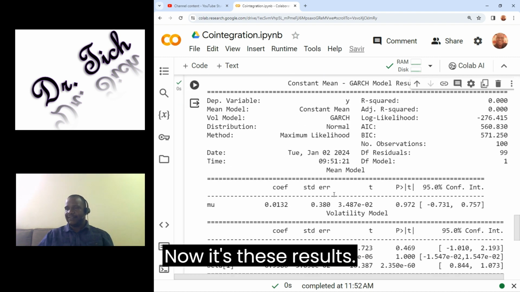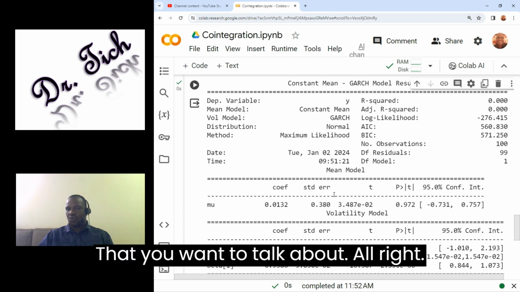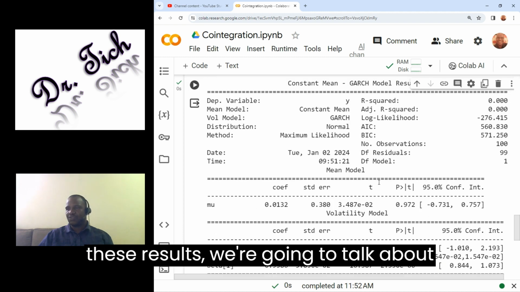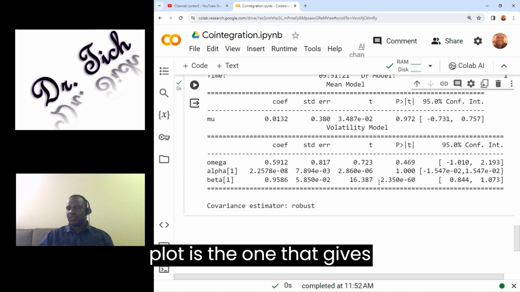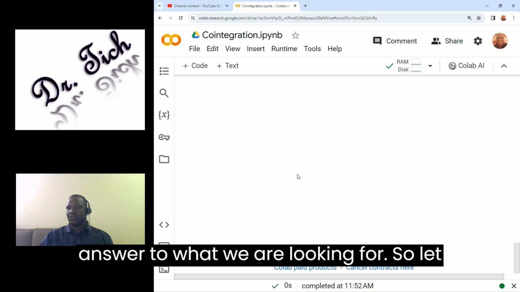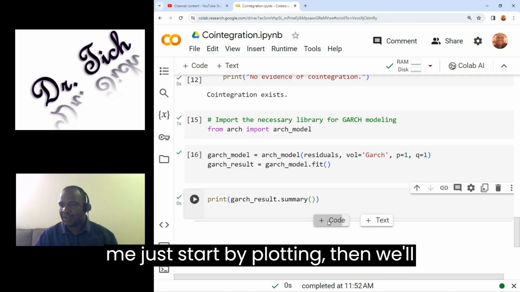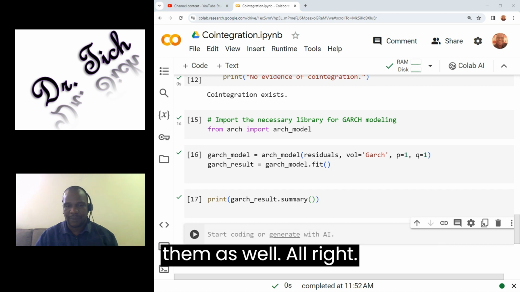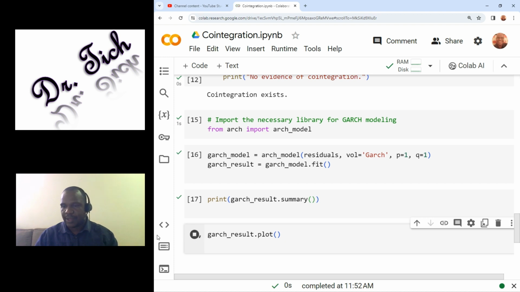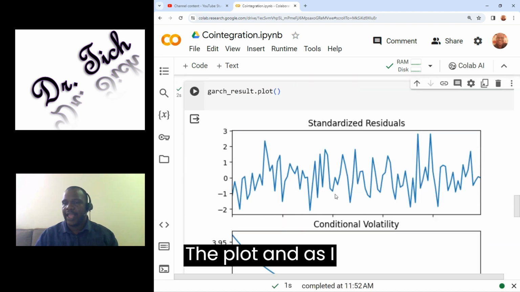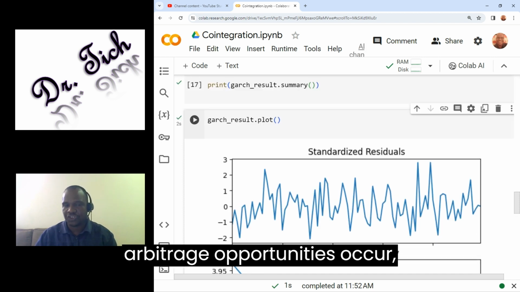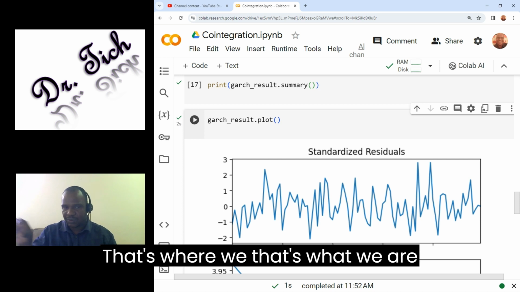Now, it's these results that you want to talk about, all right? But whilst you can talk about these results, and we're going to talk about them, the plot is the one that gives us a clear idea or the answer to what we are looking for. So let me just start by plotting, then we'll come back to these results and talk about them as well. All right, so I'm going to plot, and as I plot, where do arbitrage opportunities occur? That's what we are interested in.